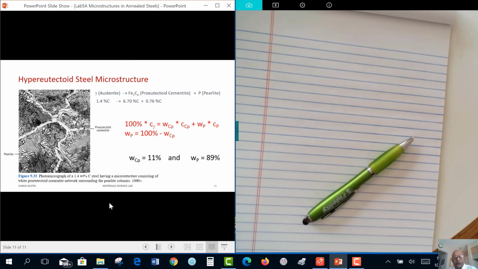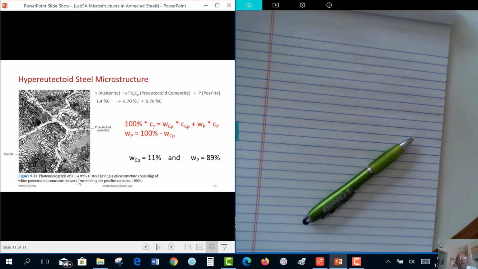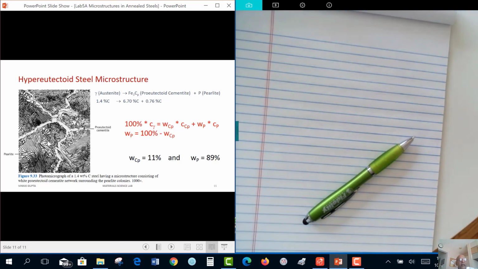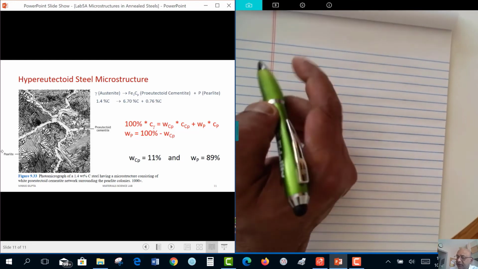So again, let's look at our microstructure. This one has 1.4% carbon steel. And you can see what we have is this white, which looks like a river. All of this river is pro-eutectoid cementite, and the rest of it is pearlite. So if I were to estimate, again, I would say this white river constitutes about 10%. So 10 and 90%. But let's see what our reaction shows us.